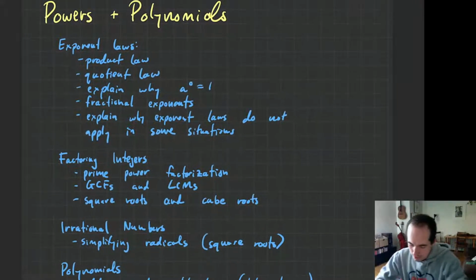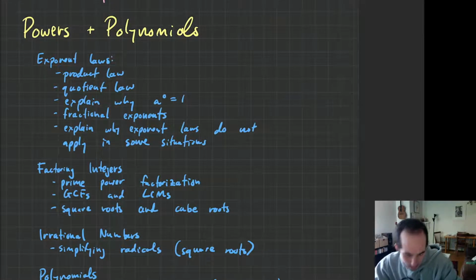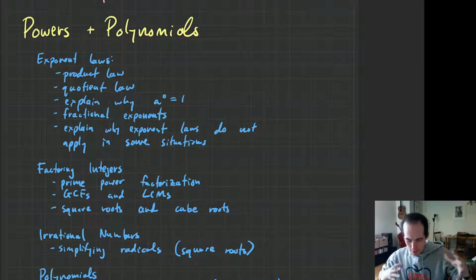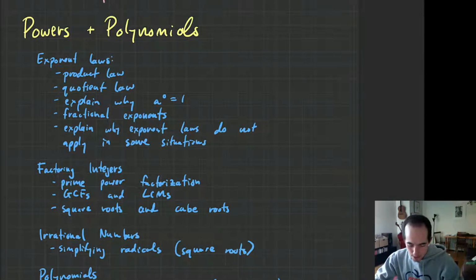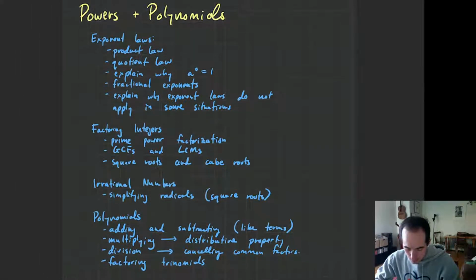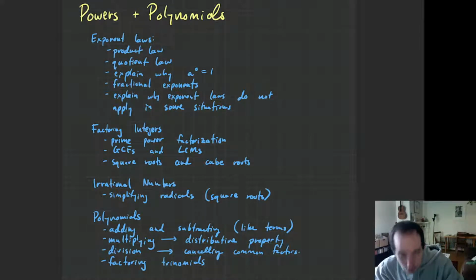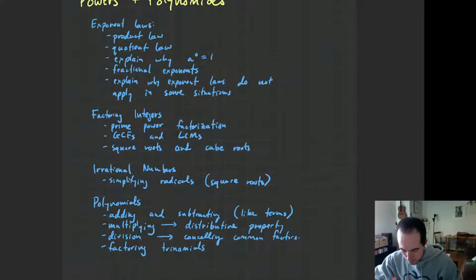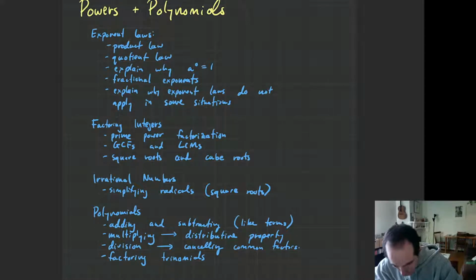Okay, so this is our first kind of major group of topics. So powers and polynomials is these big things. So we had exponent laws, we had factoring integers, we had irrational numbers, and we had polynomials. Okay, so I'm gonna leave it there for now.